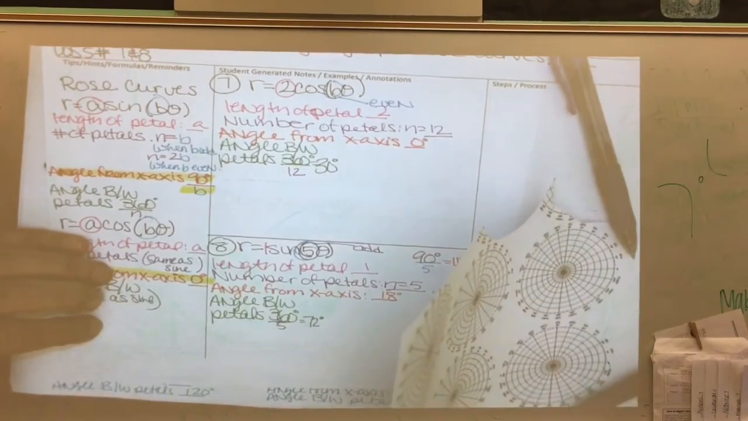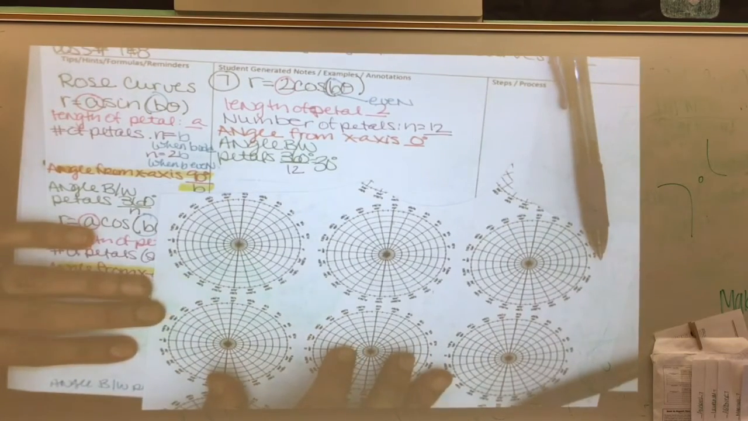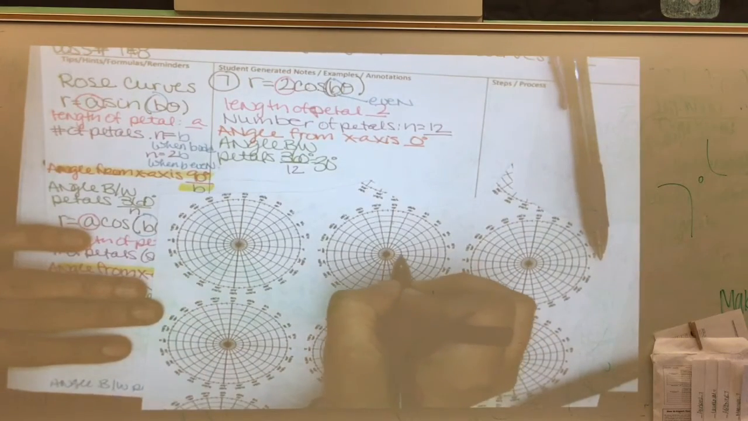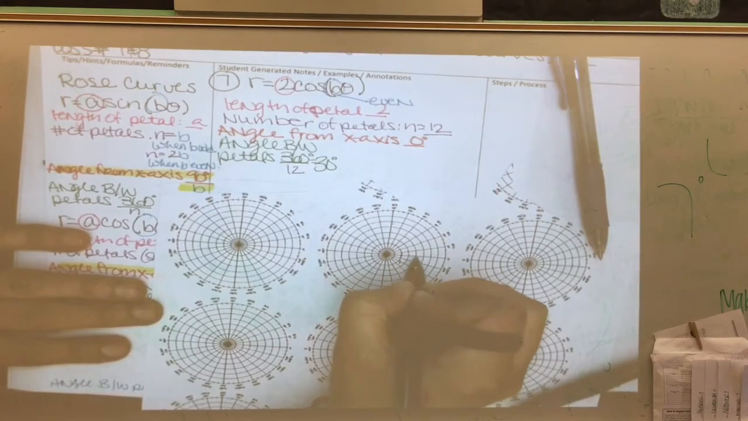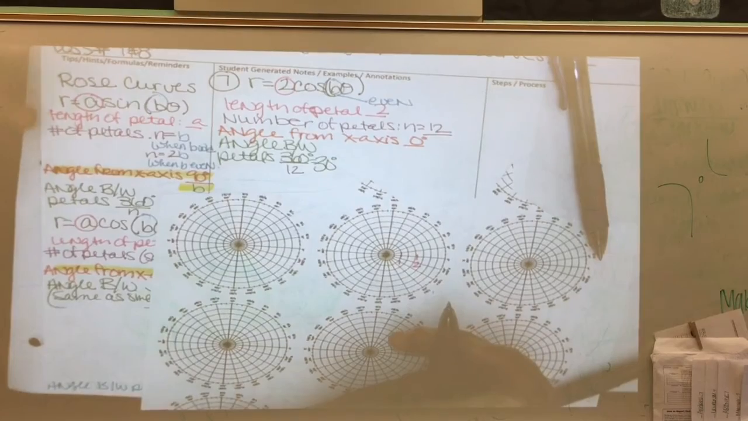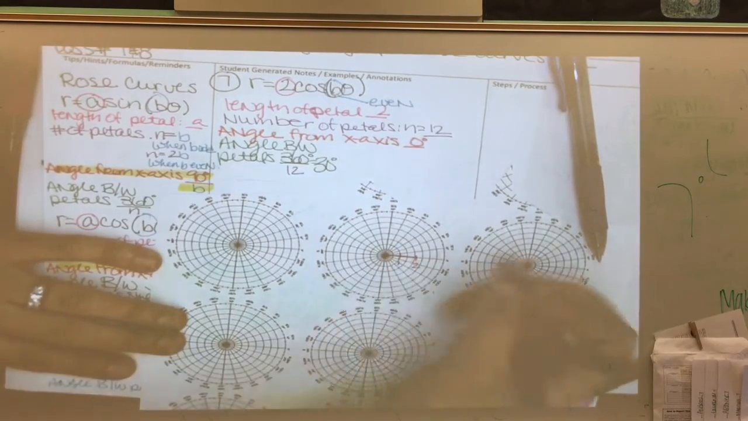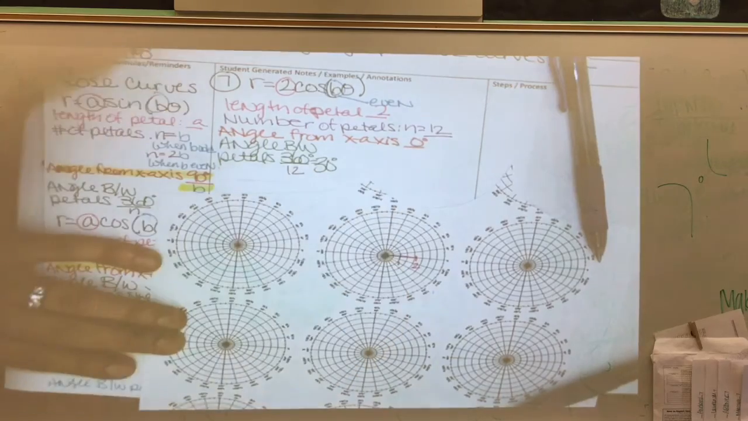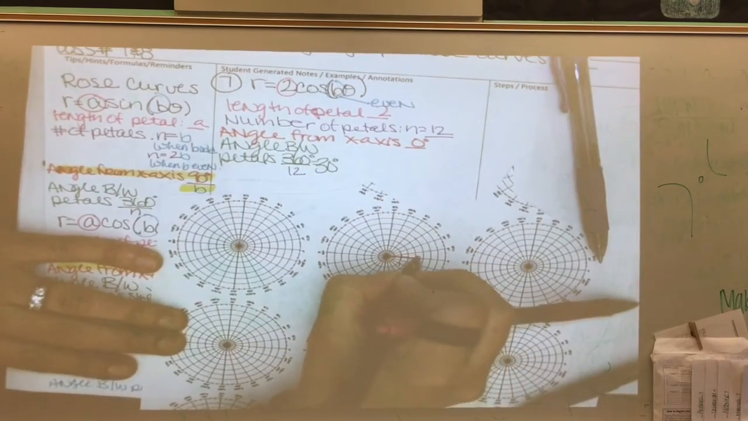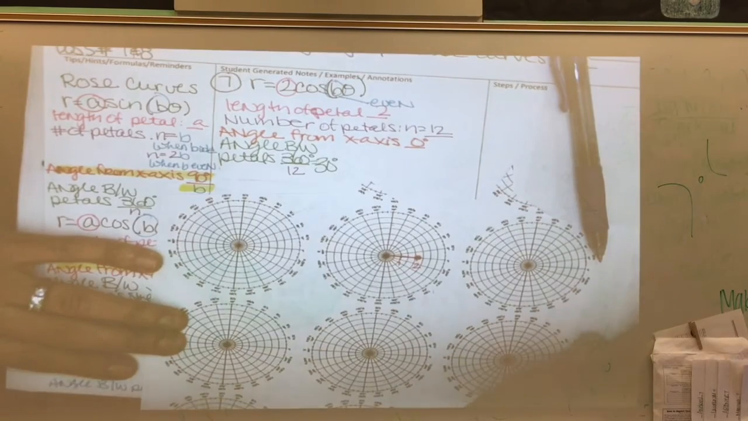Sometimes they are too small, so I am going to scale mine by every other one. So this is going to be 1 and 2, just so it's not so small. You can change the scale on a graph as long as you label it. So it's 0 degrees from the x-axis, so that's my starting point right here, and that will be my first petal.